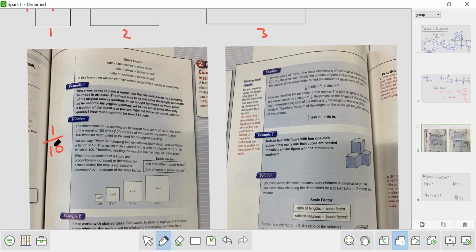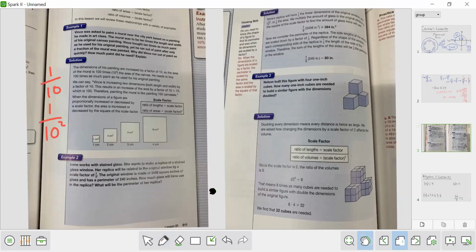Well, because he forgot that the scale factor for area has to be squared. So instead of 10 times as much paint, he should have bought 10 squared or 100 times as much paint. That's a lot. That's a lot of extra paint, all right? So that's why scale factor makes a difference.